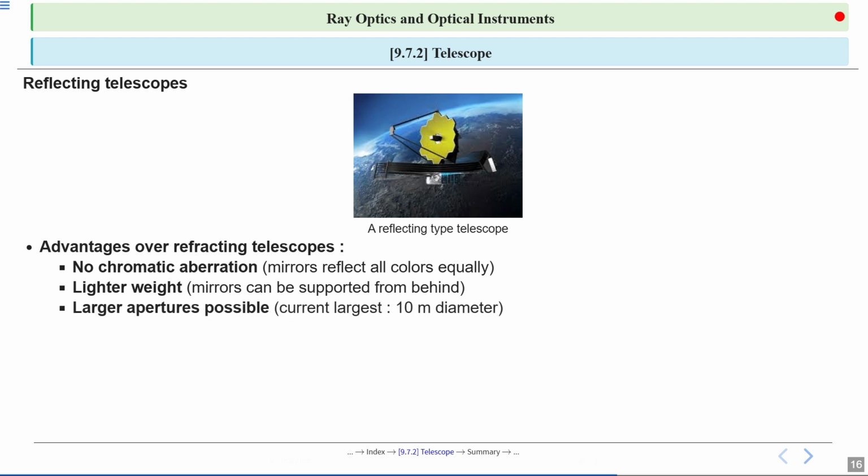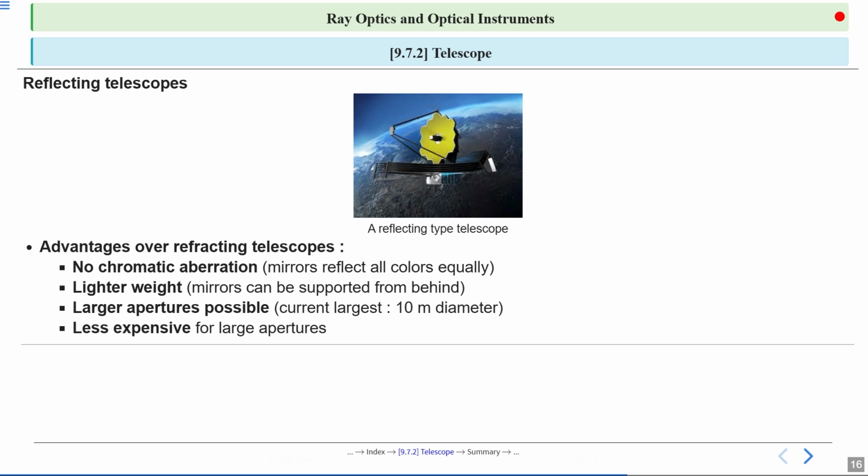Finally, reflecting telescopes are less expensive to build when it comes to large apertures. The cost effectiveness is due to the simpler designs and materials required for mirrors compared to lenses, making them a preferred choice for large-scale astronomical research. We have covered the key advantages of reflecting telescopes, including no chromatic aberration, lighter weight, large aperture, and cost effectiveness.